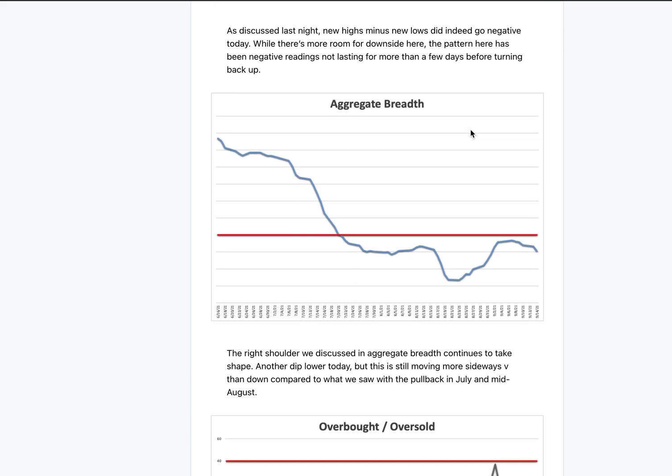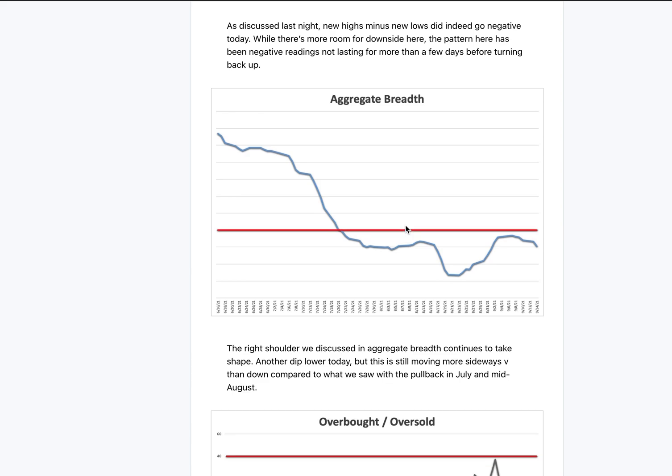Coming down to aggregate breadth, the same thing. We like to see that rising. It's coming down. We had a nice little run. Basically, when this is rising, the wind is in your sails. When this is declining, it acts as a headwind. So the direction of this also plays a role in how I'm pushing on that gas pedal.